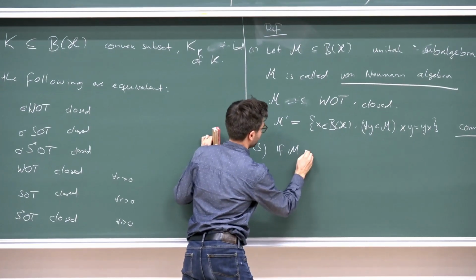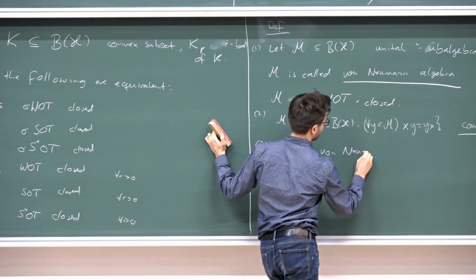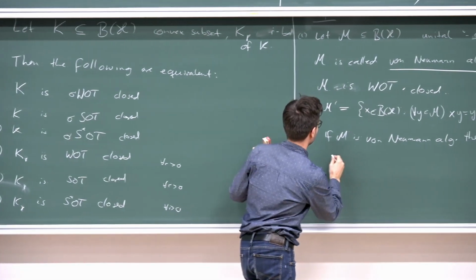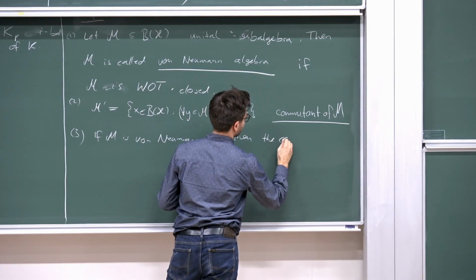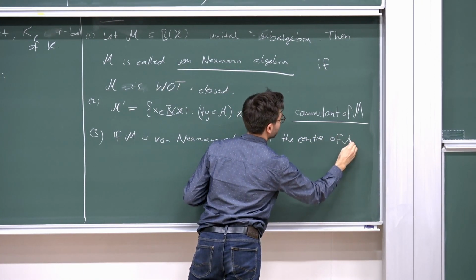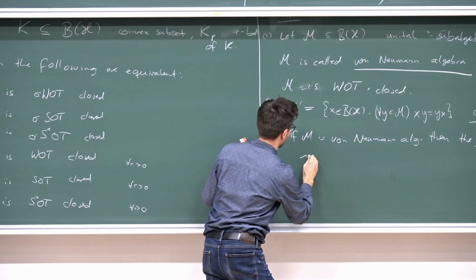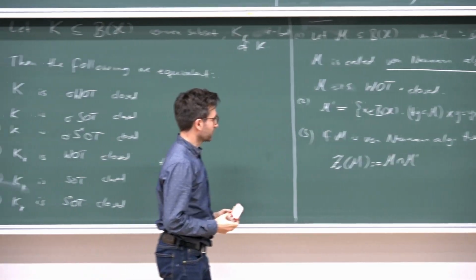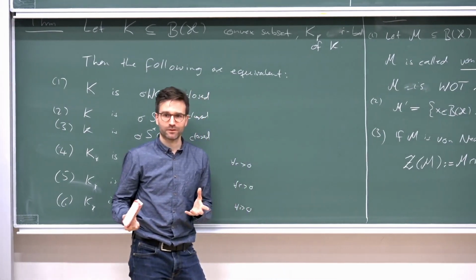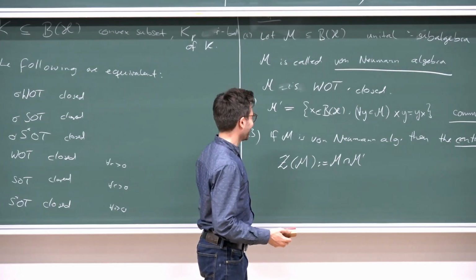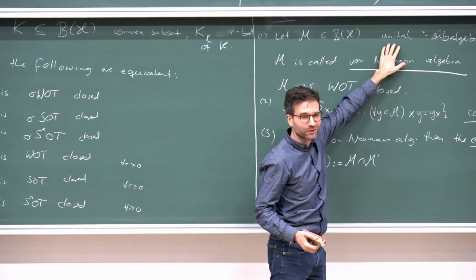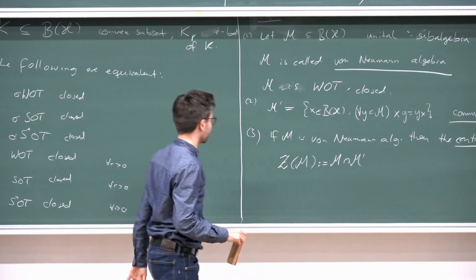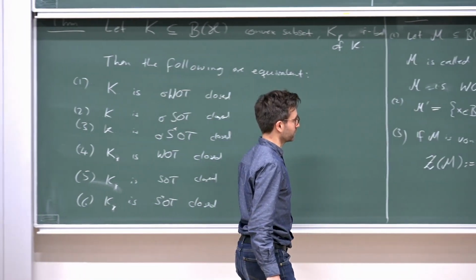Now, if M is a von Neumann algebra, then we can also define the center of M as follows. I take M and intersect it with M prime. Can the center be empty? The center cannot be empty because we require M to be unital, and so the unit operator commutes with all the operators, and it's also in M, so it's in M prime. So the center always contains at least multiples of the unit operator.